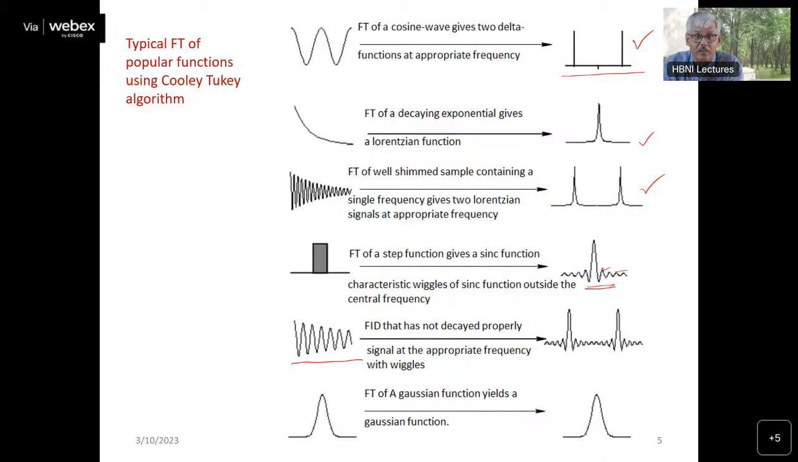Suppose you are recording NMR and your FID has not decayed, then you will see wiggles. You can see that again it is the same cosine function, like your previous FID, but because it has not completely decayed, you are getting wiggles. This is the general thing: whenever the FID has not decayed properly, you will face this problem. And if you take a Gaussian function, it will lead to a Gaussian only. So these are the common signals which we process during NMR processing.